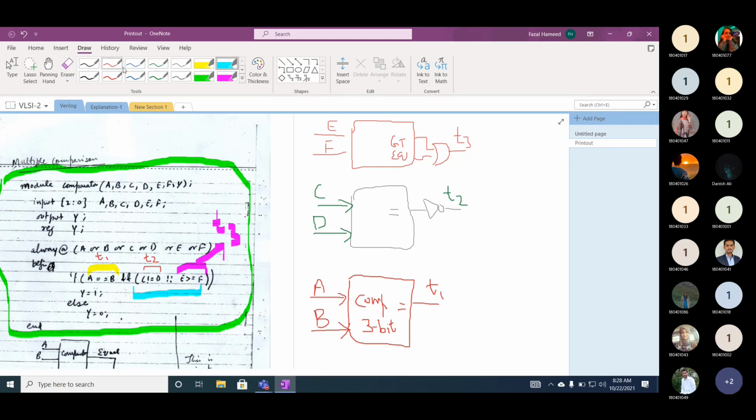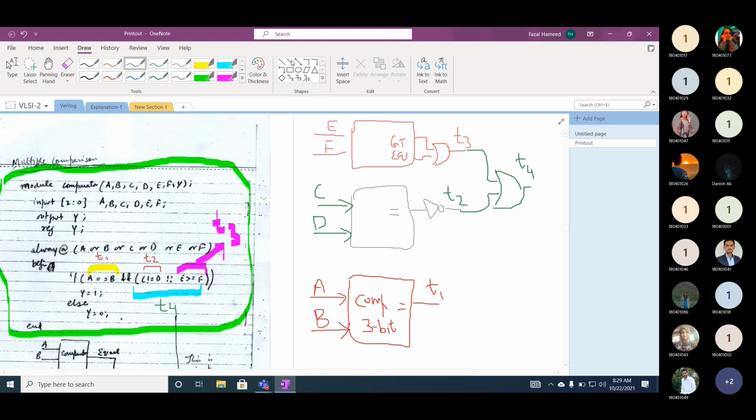Now if you look at this, we have some parentheses here. Let's assume this output is T4. So how can we achieve T4? OR. Let's assume this signal is T4. Now we want to AND T4 and T1. Let's assume the whole signal. Now this is the expression within an if expression. This should be a 1-bit signal.